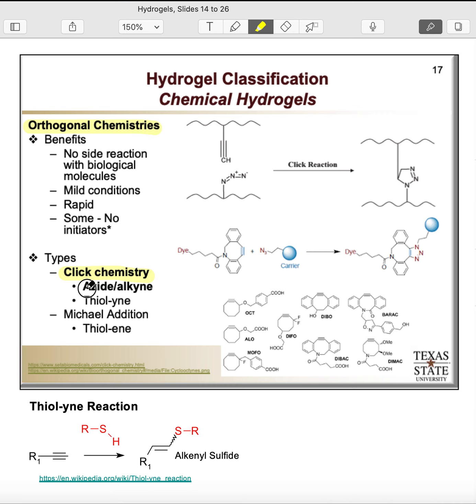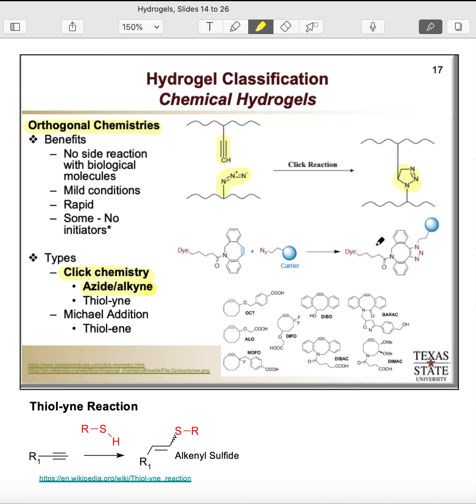So the first one is azide-alkyne chemistries. So azide would be this functional group right here. This is an azide. And then an alkyne would be a carbon-carbon triple bond. When these two functional groups react, they end up forming a triazole bond, as is shown here on the right-hand side. Now that azide-alkyne reaction needs to be catalyzed. This reaction is catalyzed, in fact, by copper(I). So you need a copper(I) catalyst to enable that reaction to occur.